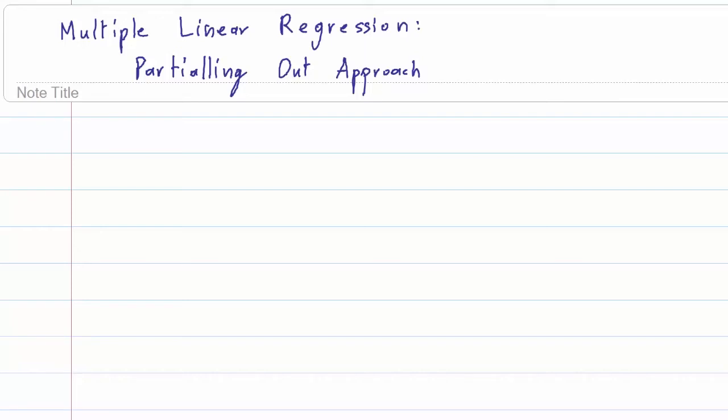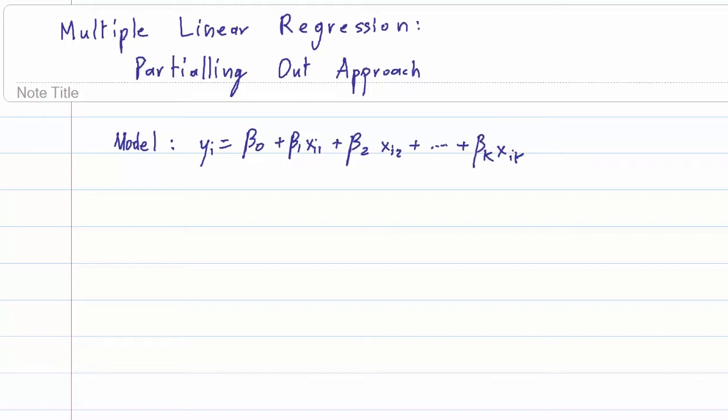In this video, we are going to see the partialing out approach for the multiple linear regression. So we have a model that has several explanatory variables. So yi equals beta 0 plus beta 1 x1 plus beta 2 x2 plus etc. And we have k explanatory variables, so beta k, xi k. And then we have an error term, ui.